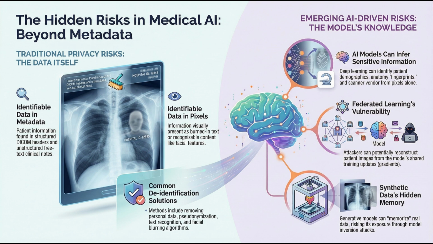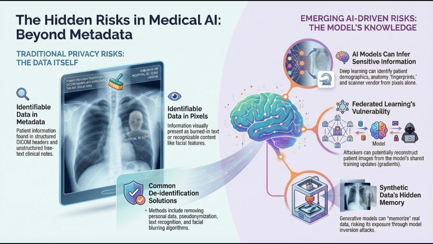The solution adds a new layer of complexity. Okay, let's shift to the indirect identifiers, what you call the biometric fingerprint. This is where the AI extracts patterns the human eye would just never see. And there are 3 main ways this happens. First, demographic information. Deep learning models are surprisingly good at recognizing complex patterns related to a patient's race, age, and sex from the pixel information alone.